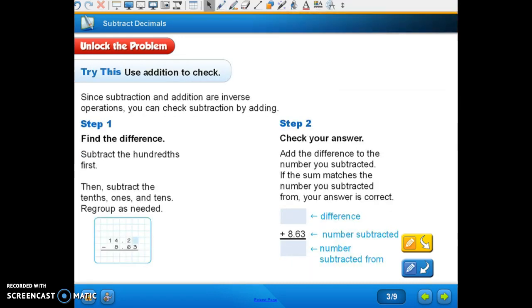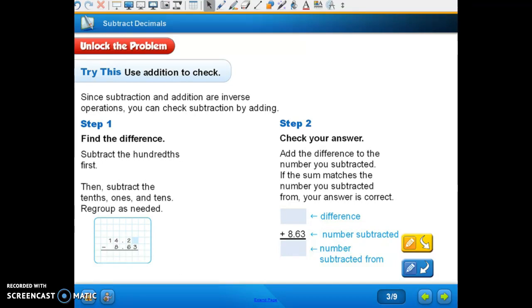Okay, now we have moved on to page 140, and we're going to do the try this. Use addition to check. This is no different than when, clear back at the beginning of school, we used addition to check our subtraction. We just have that decimal point in there. Since subtraction and addition are inverse operations, you can check subtraction by adding. Find the difference. Subtract the hundredths first.